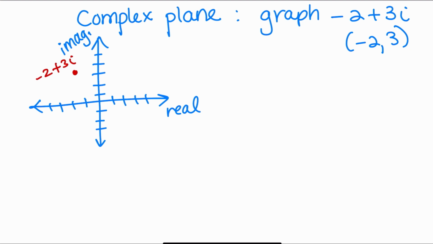You just have to remember the real part of the answer is going to get graphed on the horizontal axis, and then on the vertical axis, the one that goes up and down, is going to be the imaginary component.